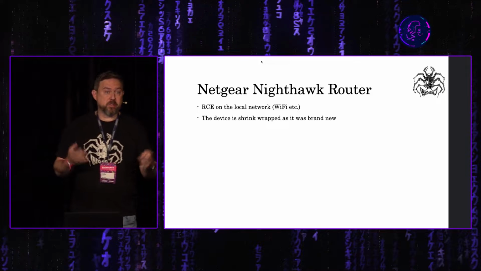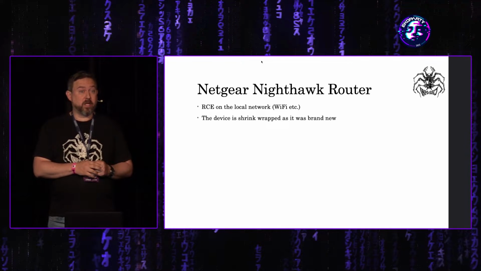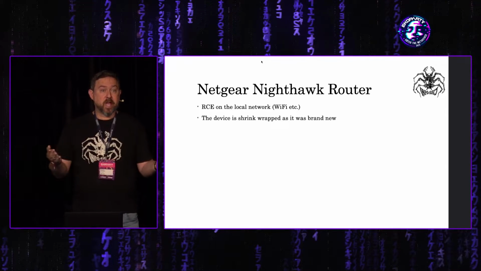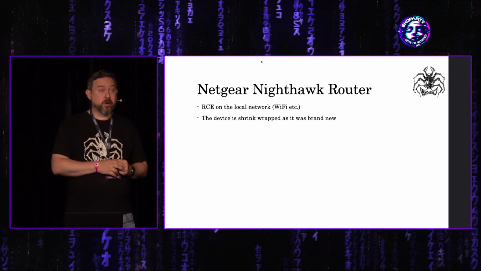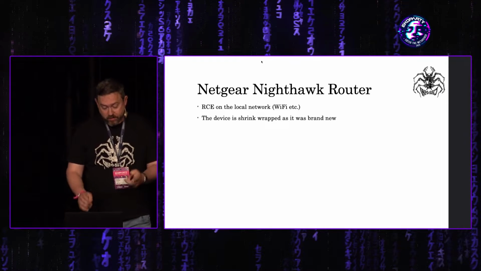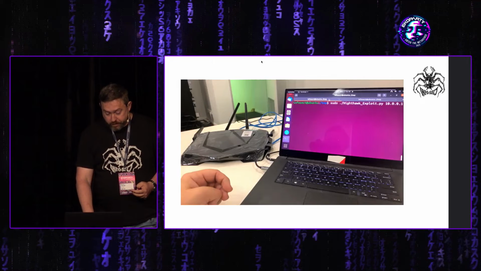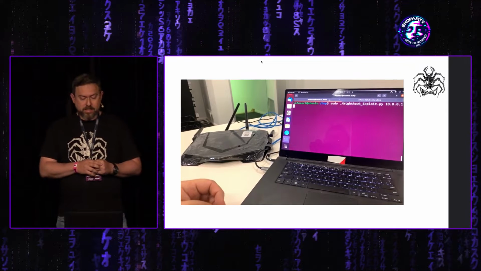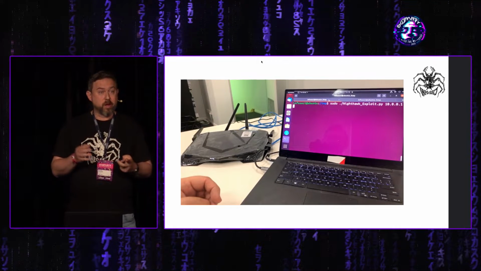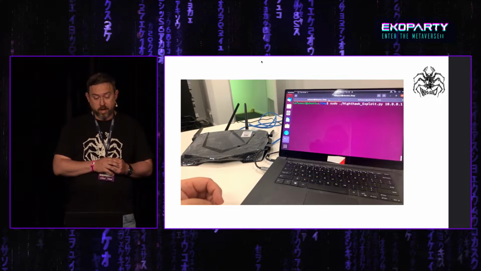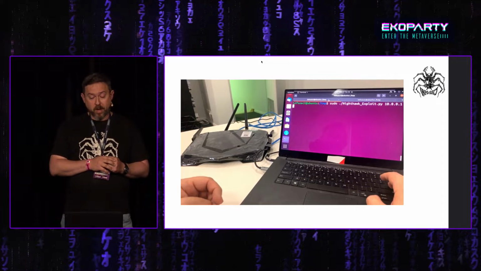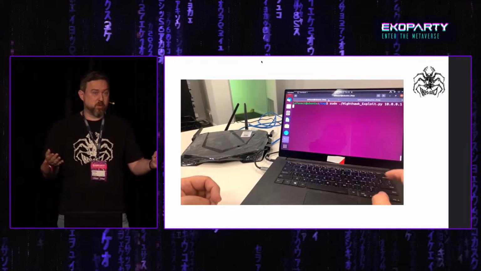Often we'll ask the question, when Pwn2Own devices are released as targets, can we write an exploit? Can we find some 0-day bugs against these devices? And for this one, we were able to. So this is a Netgear Nighthawk router. It's still shrink wrapped, we just ordered it brand new. I'm on the network, Wi-Fi's typical access you would have.